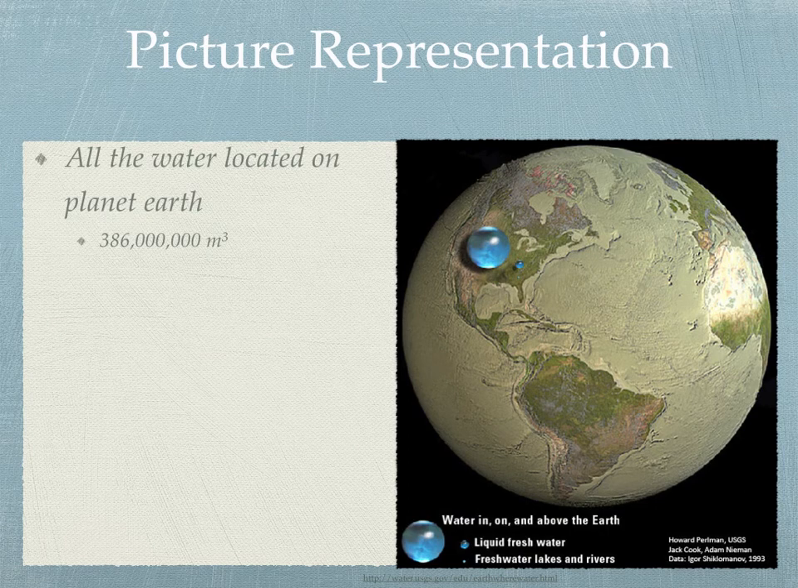This first representation is a picture representation. It describes the amount of water located on planet Earth. The largest blue sphere is all water. It is 860 miles in diameter, which is roughly the distance of Salt Lake City, Utah to Topeka, Kansas. It can hold 386 million cubic miles of water.